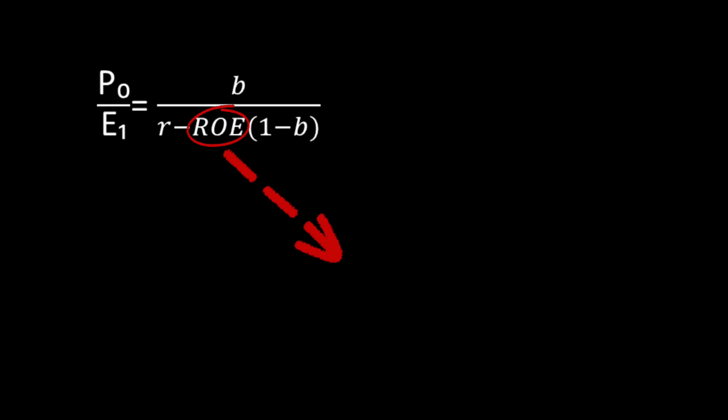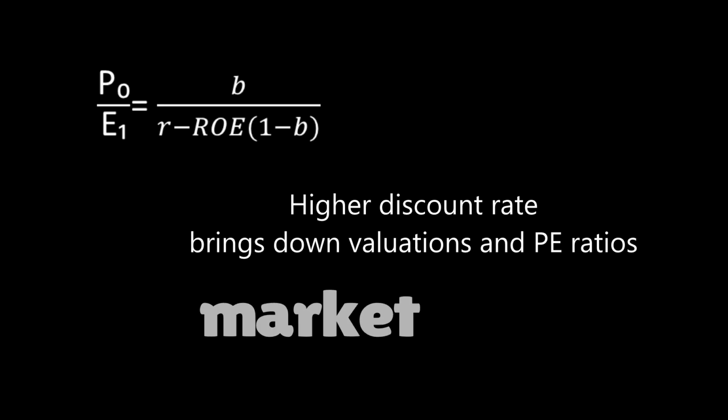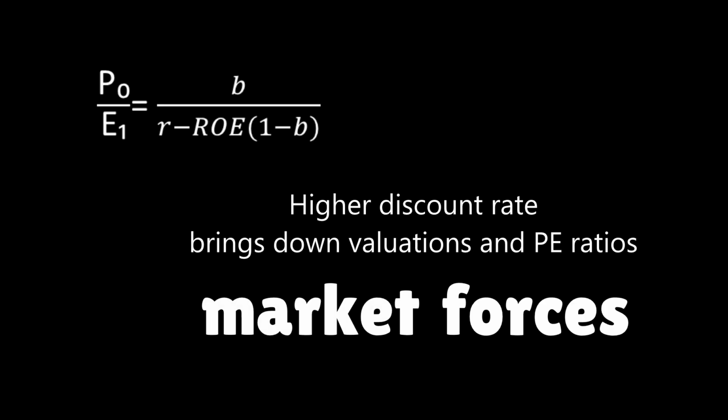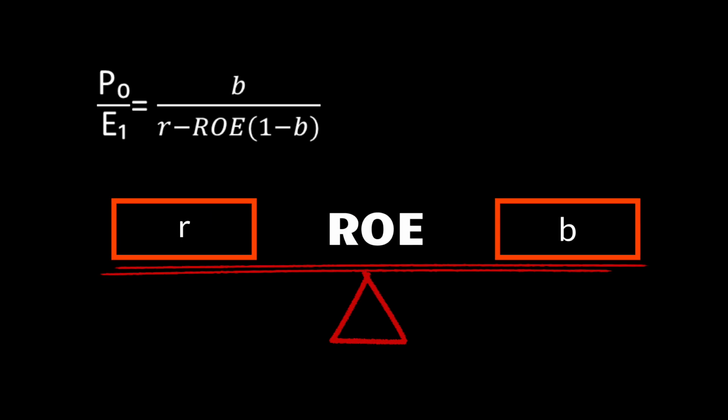You also have to note that if you have a high discount rate, it lowers the valuation because you're going to have a higher divisor. So it's going to lower the valuation. But this is more a function of market forces rather than anything that's within the power of a company per se. So overall, the PE ratio reflects how R, P, and ROE balance.